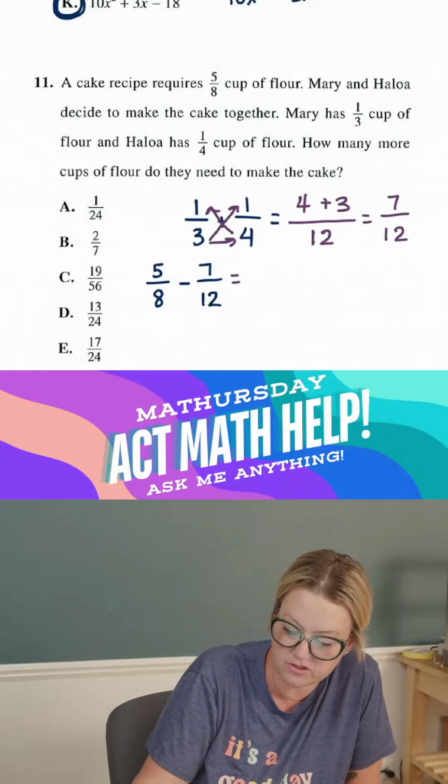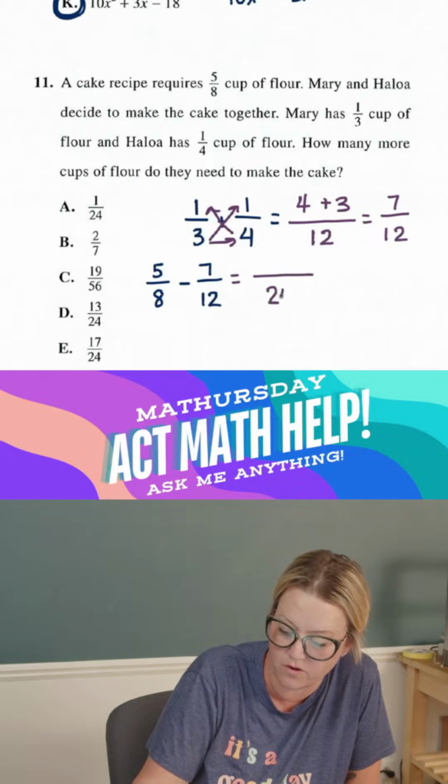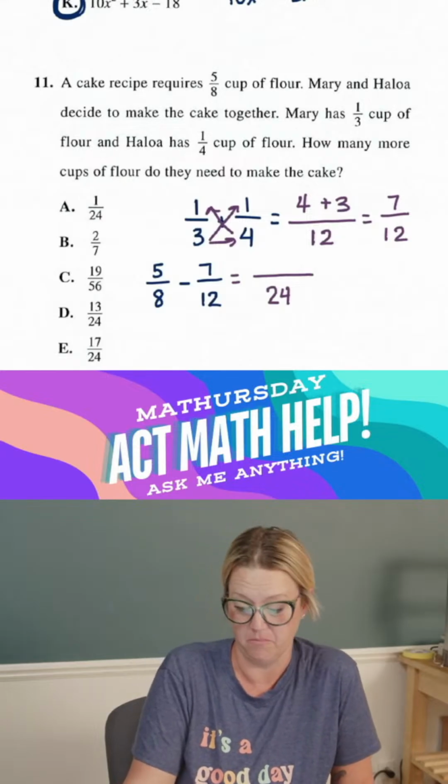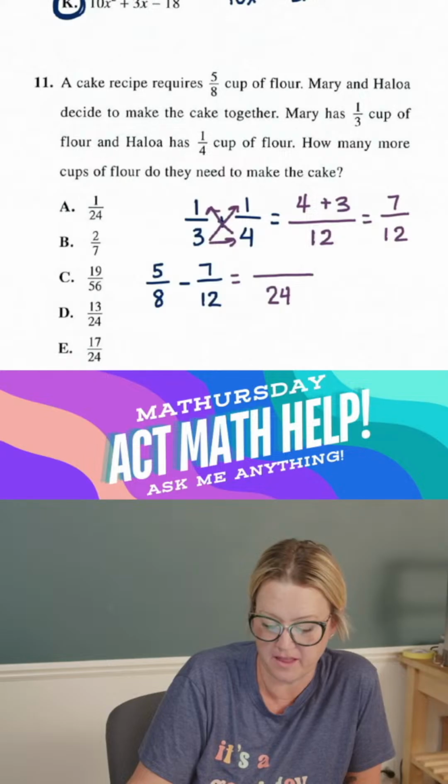So now I'm not going to crisscross applesauce this one because I know that 8 and 12 both go into 24. And I honestly don't feel like working with 8 times 12. That's a really big number. I don't really feel like working with that.